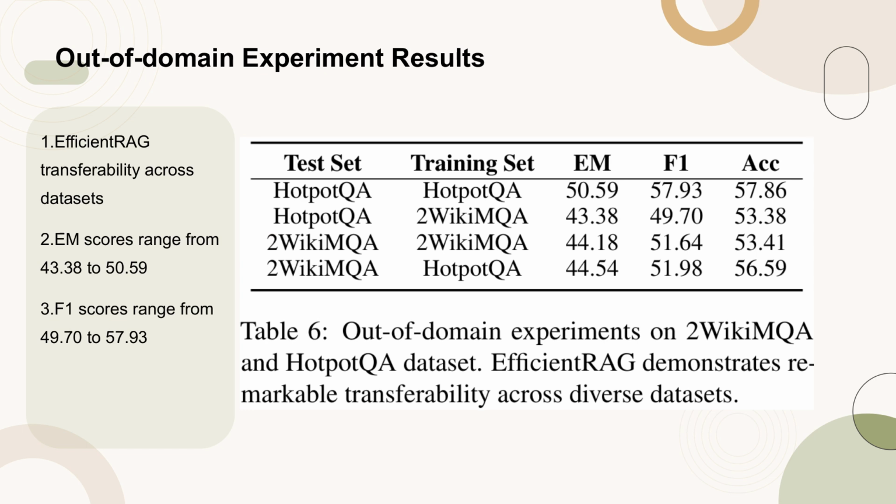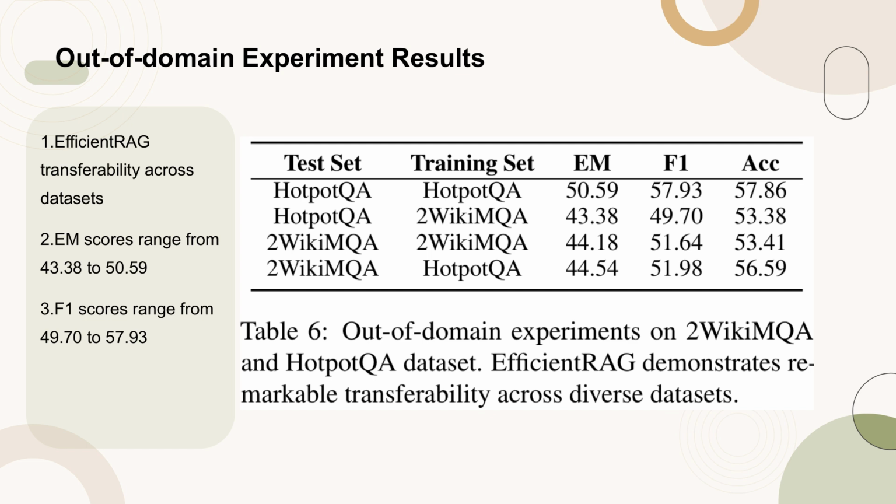Table 6 presents the results of out-of-domain experiments conducted on the 2WikiMQA and HotPotQA datasets. The data shows that EfficientRAG, a model trained on one dataset, performs well when tested on another, indicating its ability to adapt to different datasets.